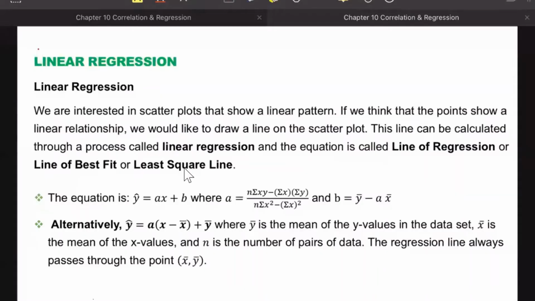So welcome to the second week. Today we are going to work on linear regression. If you remember, last time we worked on the scatter plot and correlation. And what we did was we created the scatter plot from the given set of data.